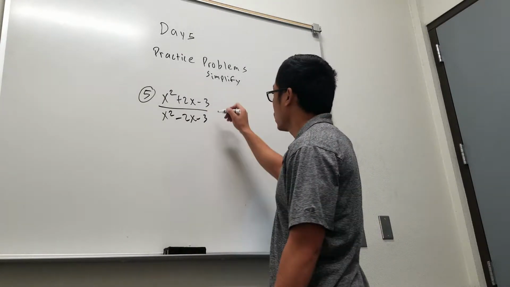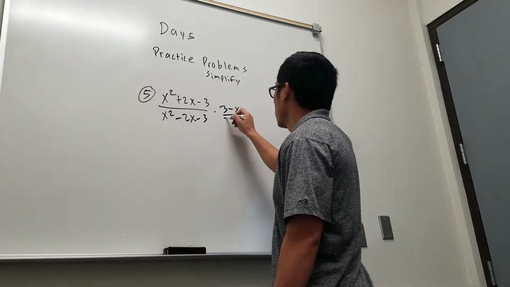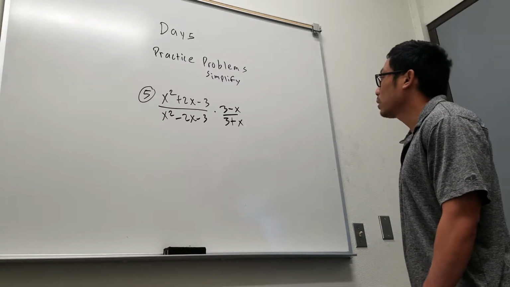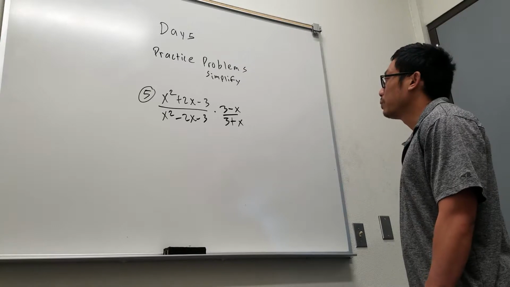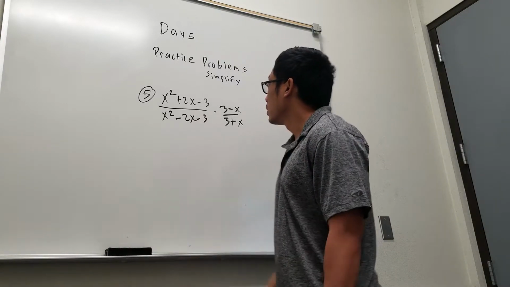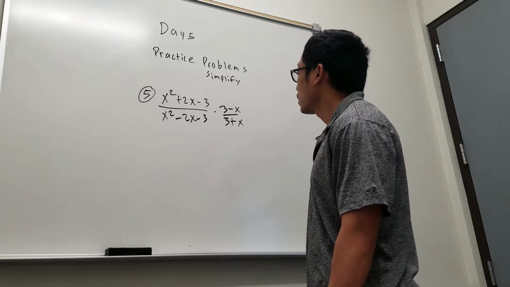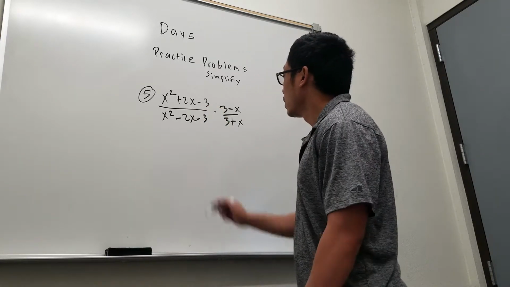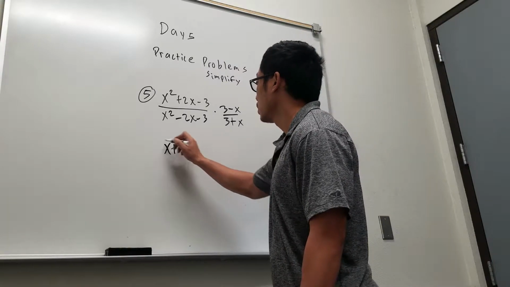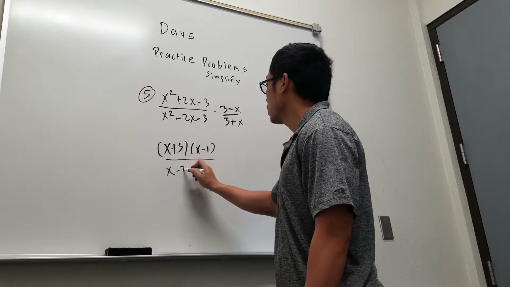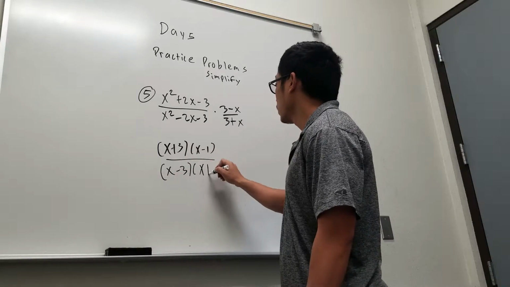So 3 times x, 3 plus x. In this case we're simplifying, but now we're multiplying first. It's a multiplication, but we're still simplifying. So the key is factoring. Pause the video if you haven't tried it. So we have x plus 3, x minus 1, and x minus 3, x plus 1.